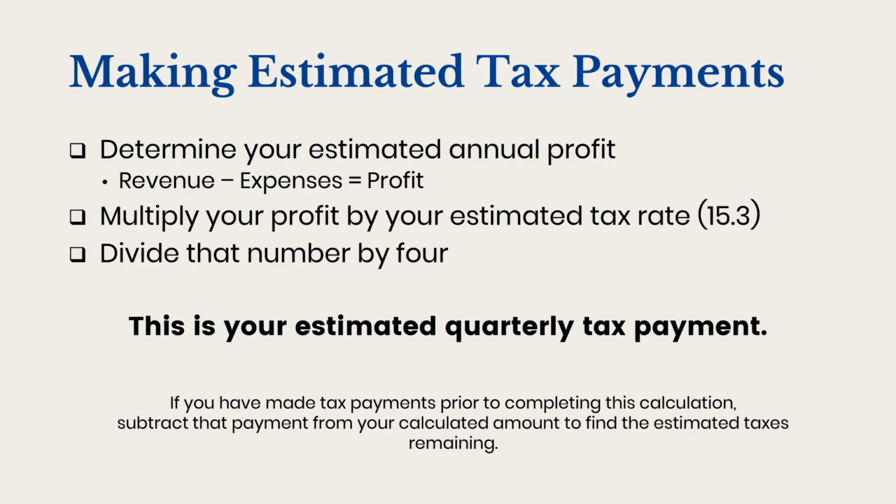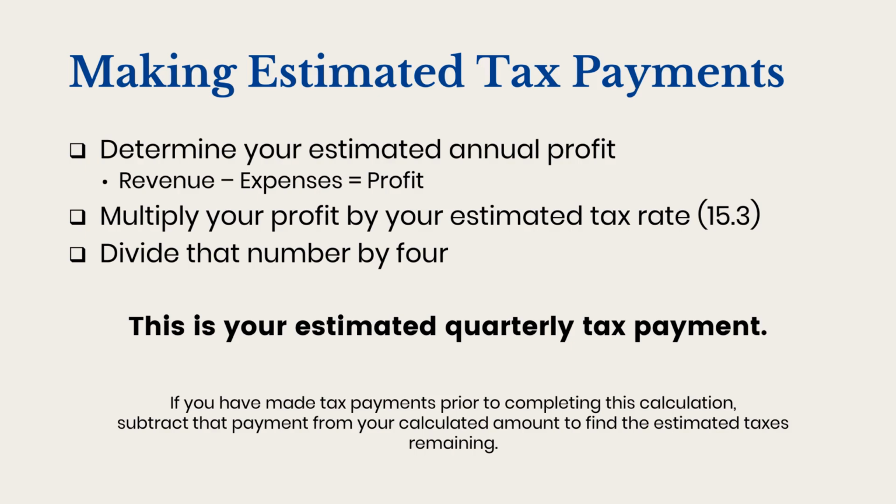To determine your estimated annual profit, review your cash flow and profit and loss. Subtract your expenses from your revenue, the resulting number is your profit. Then, you can multiply that number by your estimated tax rate of 15.3% to find your estimated tax payment, divide that number by 4 to find the estimated amount per quarter.